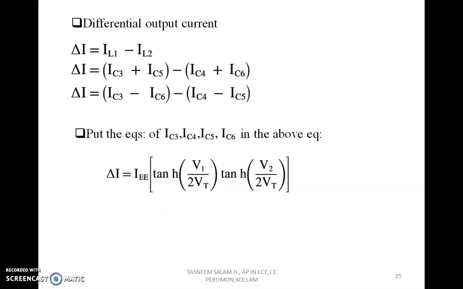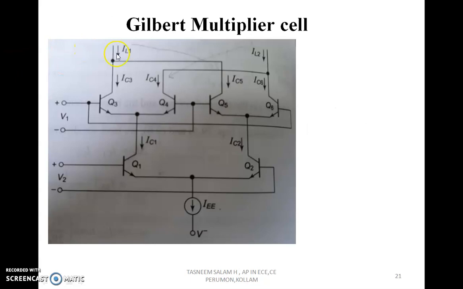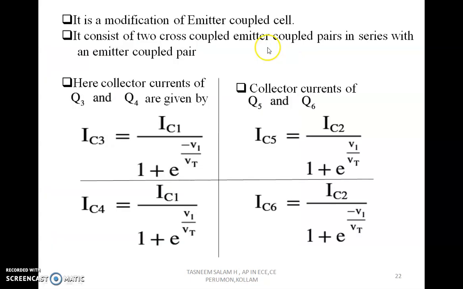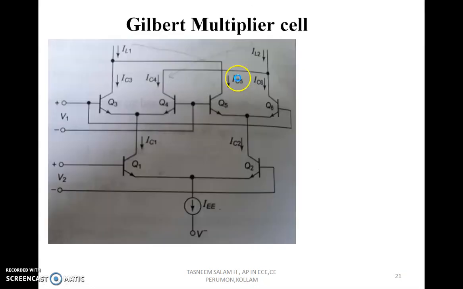So the differential output current, that is delta I, is equal to IL1 minus IL2. See the circuit, the final currents IL1 and IL2. The difference in output currents IL1 and IL2 we will get as IC3 plus IC5 minus IC4 plus IC6. IL1 is the sum of IC3 and IC5, and IL2 is the sum of IC4 and IC6.